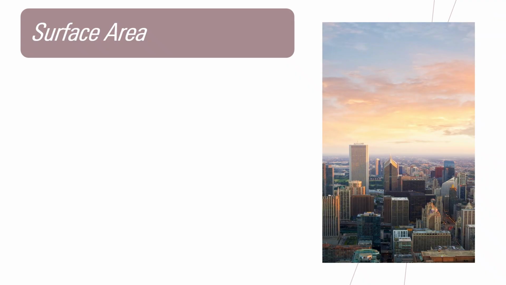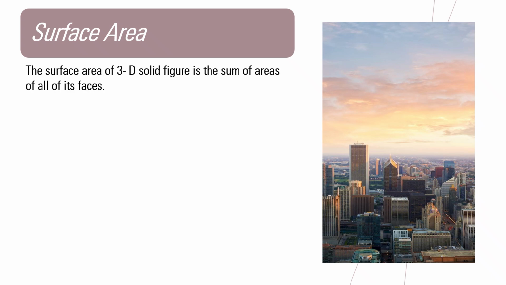Now first of all, let's talk about surface area. It is the total area of all the outer surfaces of a 3D or three-dimensional shape. In other words, the surface area of a 3D solid figure is the sum of areas of all of its faces.